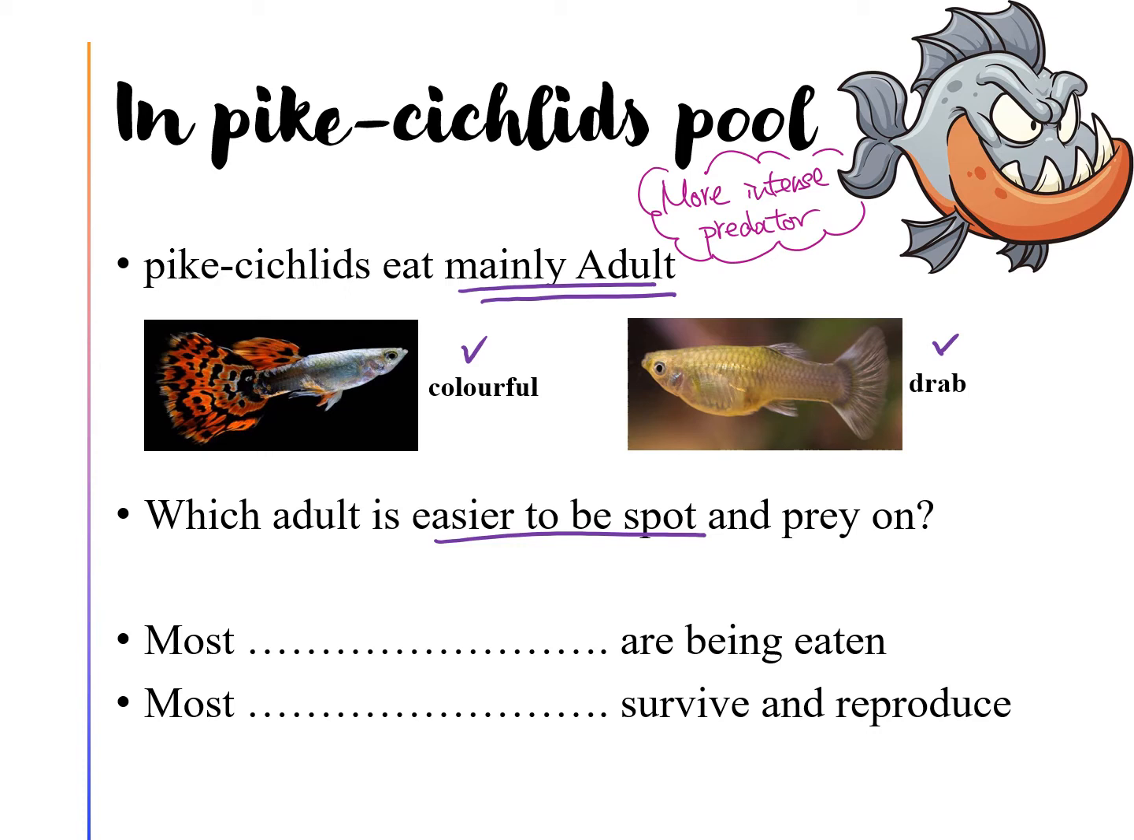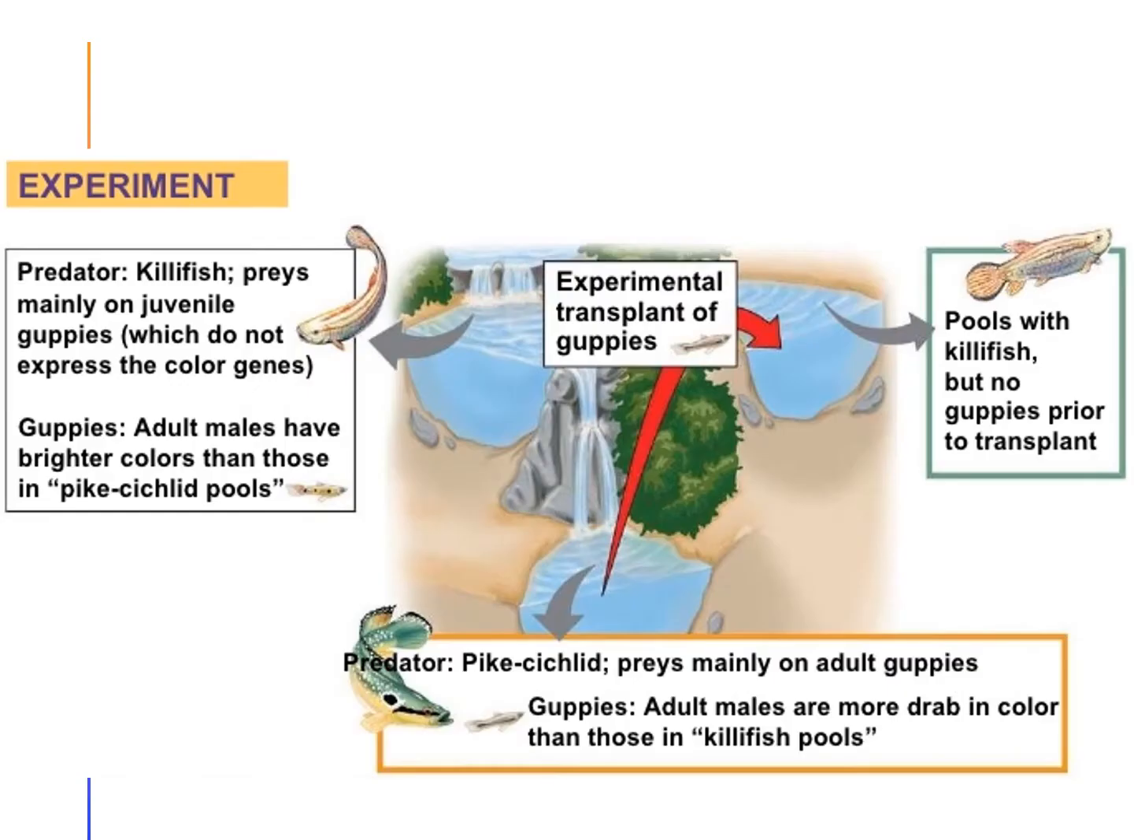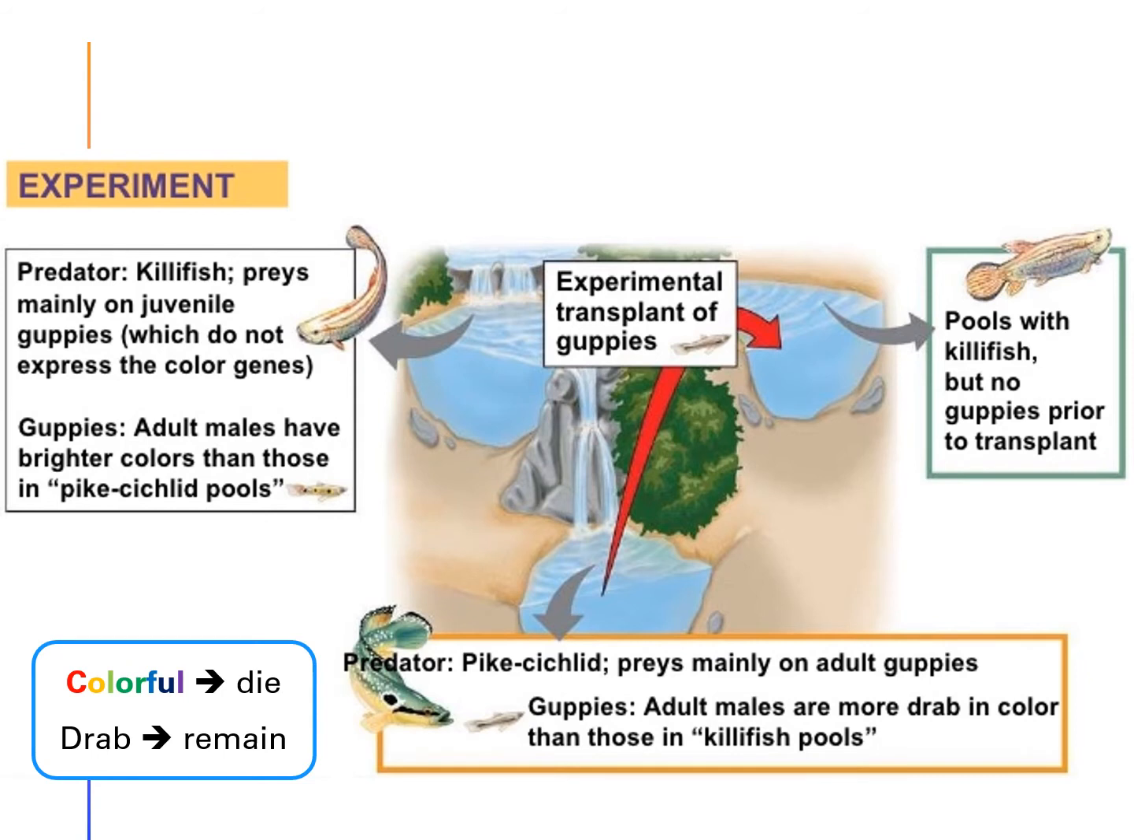So most of the colorful guppies are being eaten, while the drab guppies survive and reproduce better because they are not easily spotted. So you should know, in the pike cichlid pool in purple, the colorful guppies died, while the drab guppies remain.